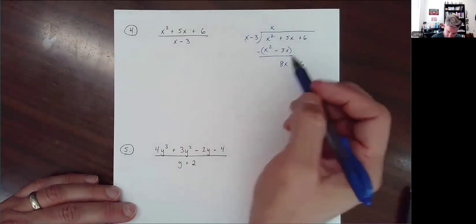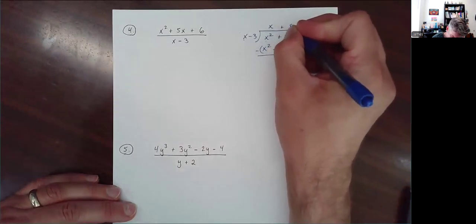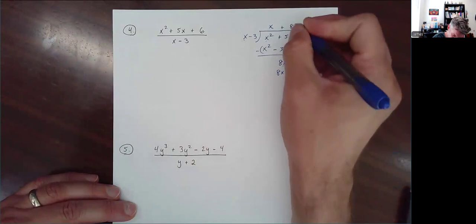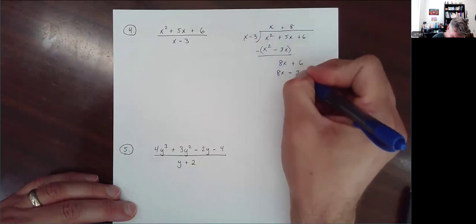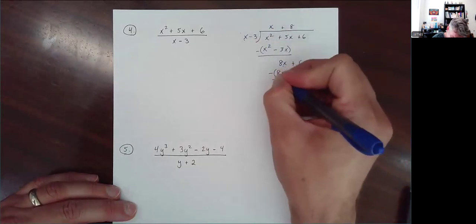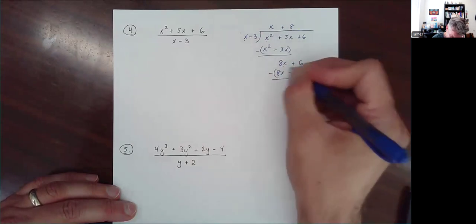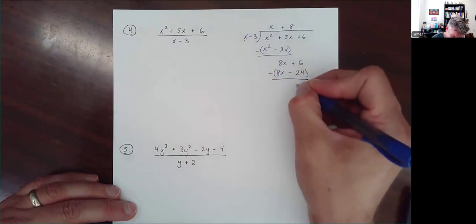X times 8 will give me 8x, so I need a plus 8 here. 8 times x is 8x. 8 times negative 3 is minus 24. Subtract. 8x minus 8x is 0. 6 minus minus 24 is 6 plus 24, which is 30.